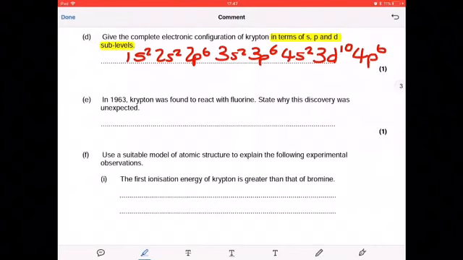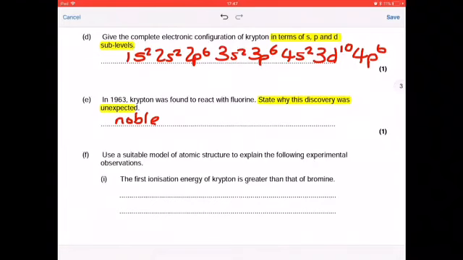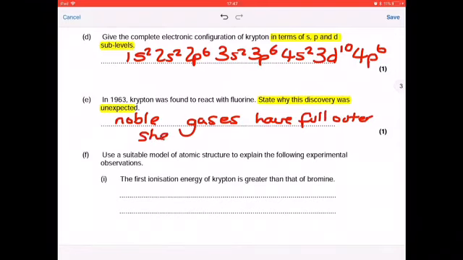In the next part, it wants you to explain why reactions of krypton is unexpected. And as you should all know, krypton is a noble gas, and therefore it's unlikely to form bonds. So that's exactly what you have to write down. Noble gases have a full outer shell and therefore don't form bonds.